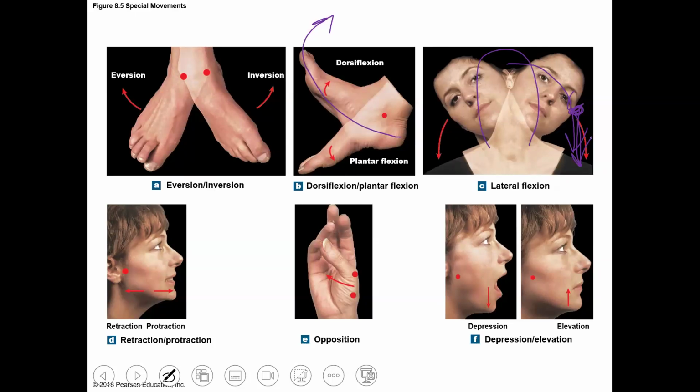Retraction and protraction are these jaw movements here. So you'll glide your chin forward and back, forward, and then retract it back. Opposition, so bringing the thumb to the pinky is opposition. So starting with the hand open and then opposition. Elevation, going up with the jaw, depression, going down with the jaw, or opening the mouth.